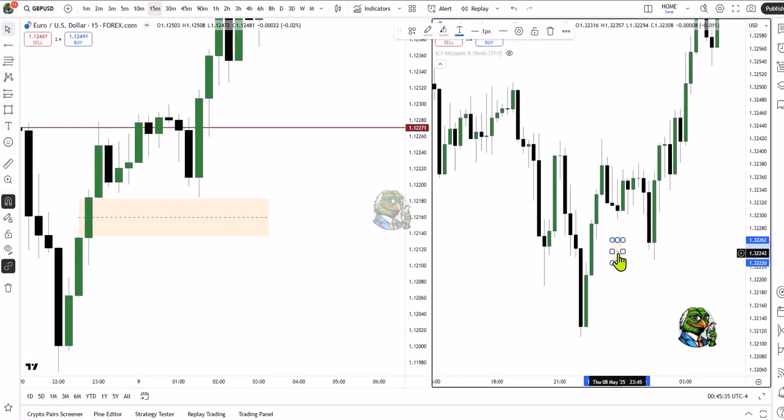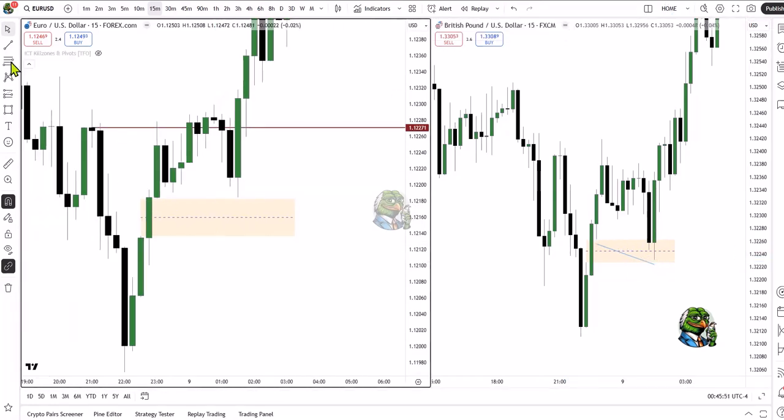And so, we can see some SMT divergence there, right? So pound is making a lower low, right? And euro is actually making equal lows there, okay? So clear SMT divergence, okay? And so euro would have been the choice to long the market, okay? And you clearly see that's divergence there, okay?